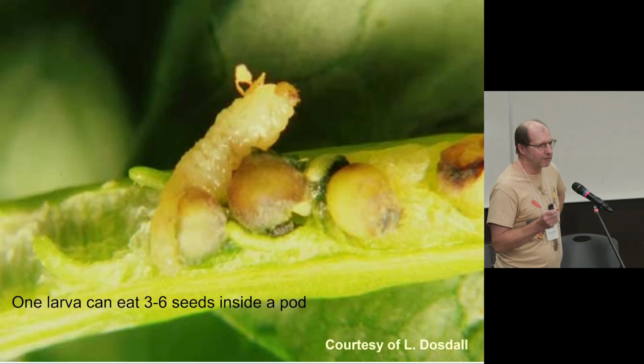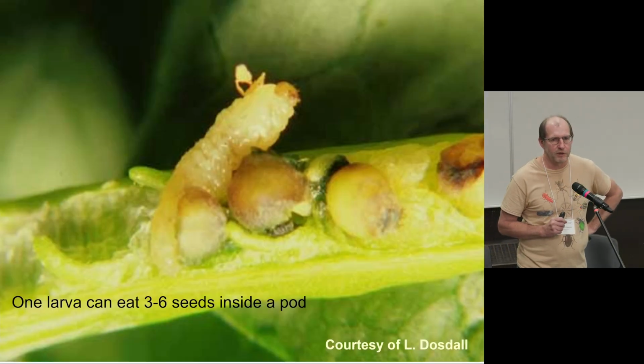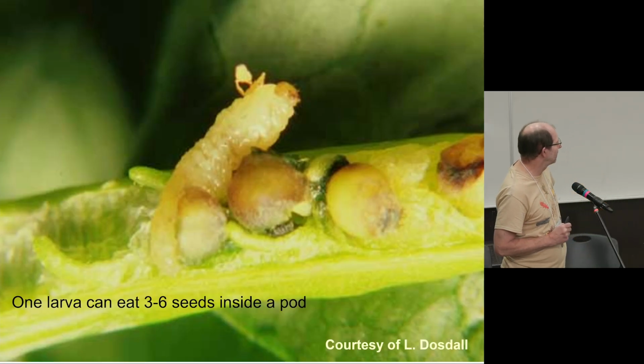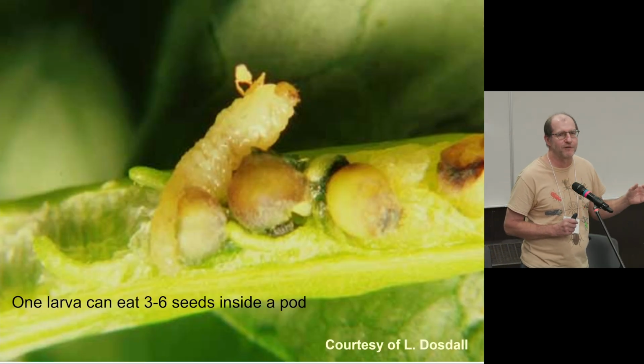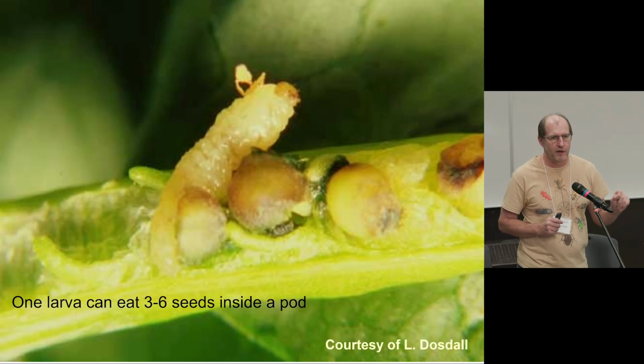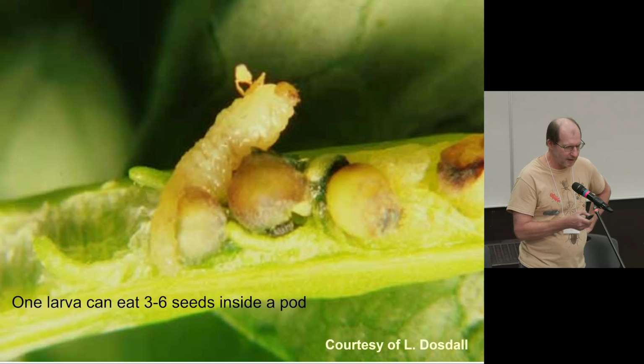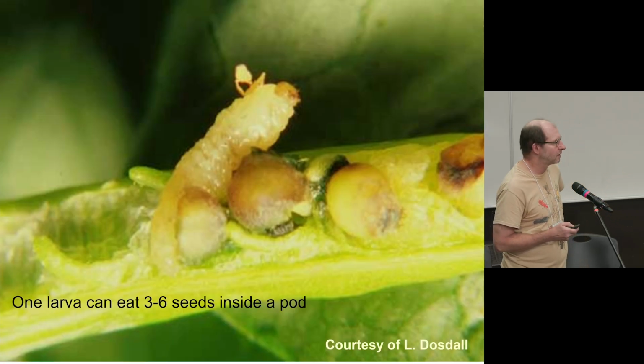Each larva that gets inside the pod will eat anywhere from about 3 to 6 seeds. On average, it's probably more like 5 to 6 seeds per larva. You often only get one inside of a pod. There can be exceptions, but often it's just the one. But you are losing 5 or 6 seeds for each weevil in the pods.